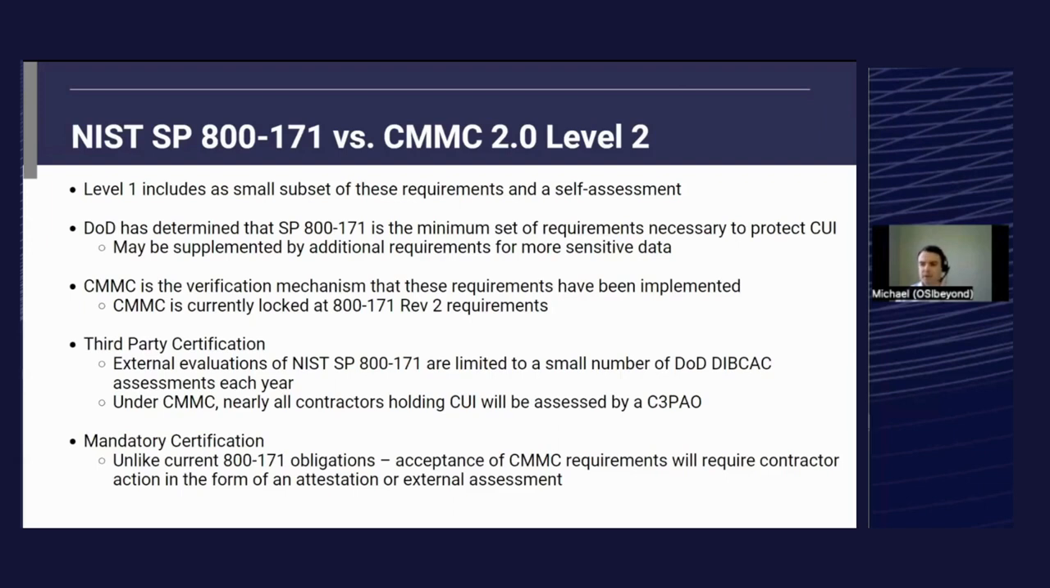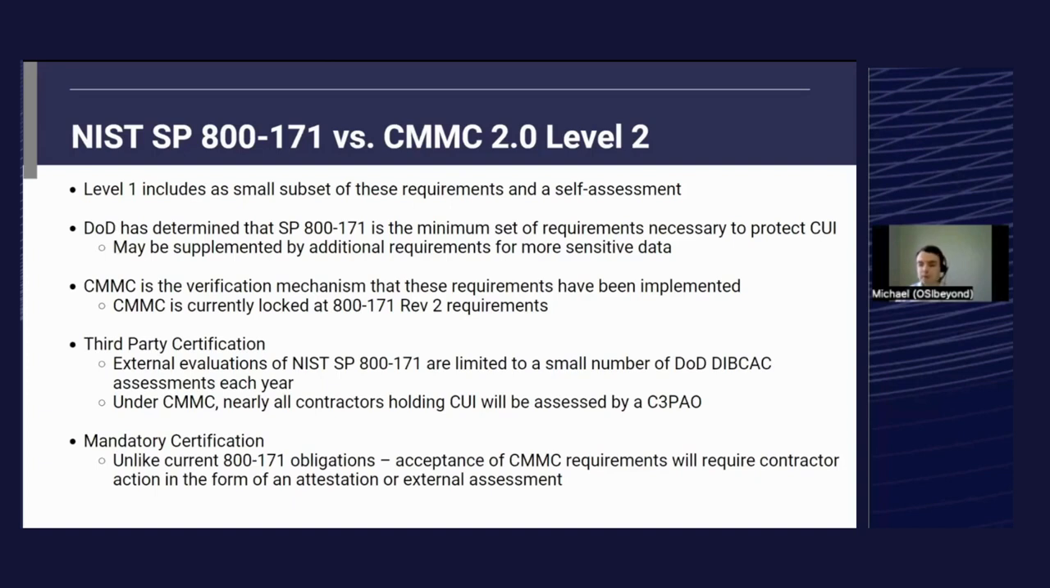CMMC is the verification mechanism, as we've discussed, that these requirements have been implemented. It's the outside mechanism to do that. CMMC, curiously, in the rule draft that we're all looking at the moment, is locked at NIST 800-171 Rev 2 requirements. Those are hard-coded in the rule at the moment, and we'll come back to why that's interesting in a little bit.